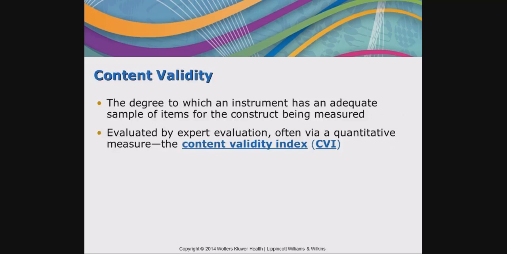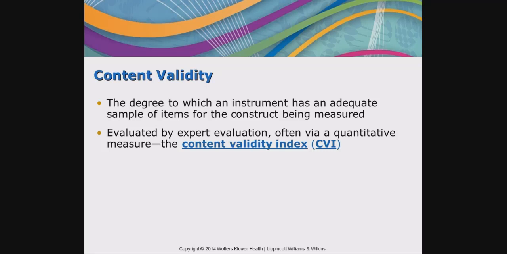Content validity is really concerned with the scope or the range of items used to measure a variable. Are the number and the type of item adequate to measure the concept or the construct?